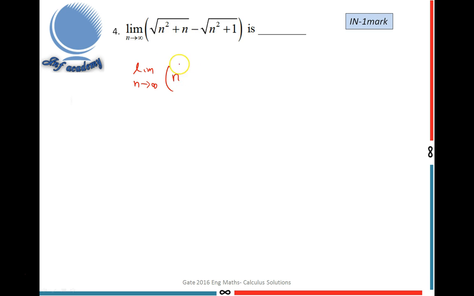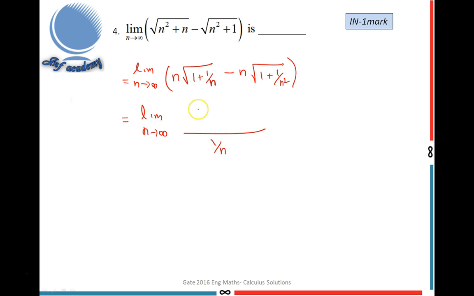So taking it outside, I get n root of 1 plus 1 by n, minus, in the other term, the highest power is also root n square. So outside, n root of 1 plus 1 by n square. Next, I can write limit n tends to infinity. Here n is common, so take it outside. I write n times, in the numerator 1 by n, next root of 1 plus 1 by n minus root of 1 plus 1 by n square.